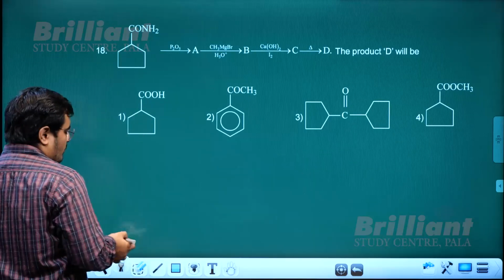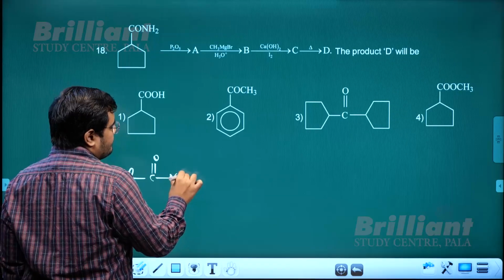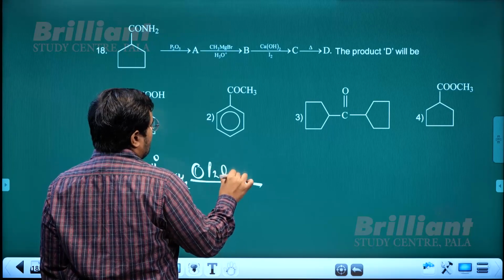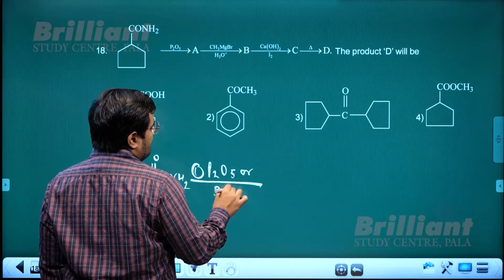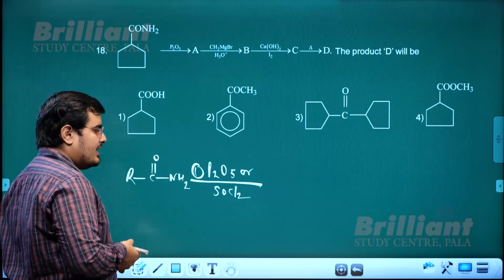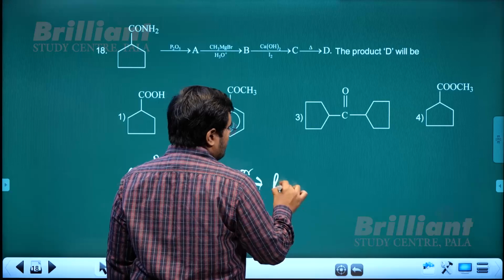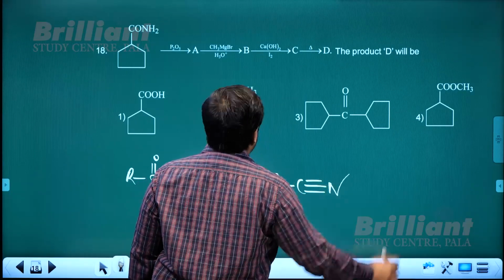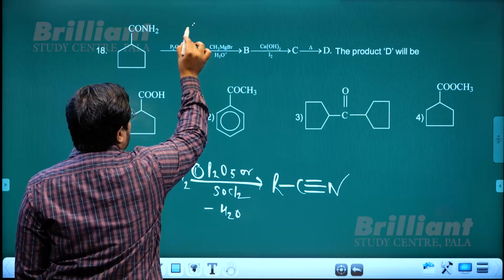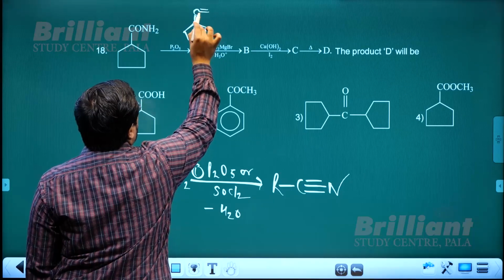So let's see what happens to an amide when it is treated with P2O5 or, let's say, SOCl2. Here they act as a dehydrating agent, where there is a loss of water and amides are converted into nitriles, RC triple bond N. So amides on dehydration will be converted into nitriles, C triple bond N.